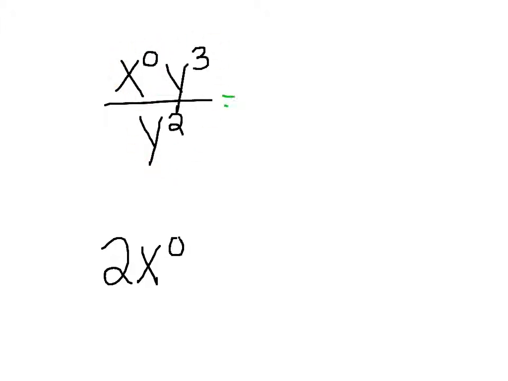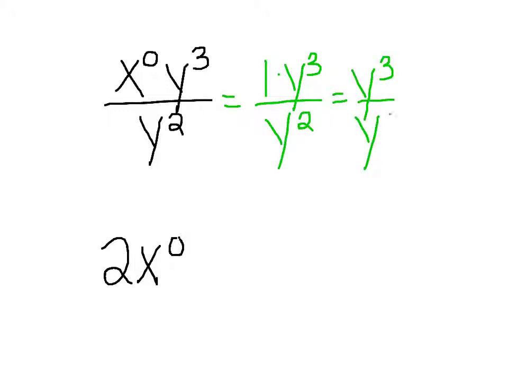So if we simplify this, x to the 0th is 1 times y to the 3rd over y squared. Well, y to the 3rd divided by y squared is y to the 3 minus 2, and 3 minus 2 is 1, so this is going to equal y to the 1st power. So be very careful. We have a tendency to want to put the power of 0 on everything.